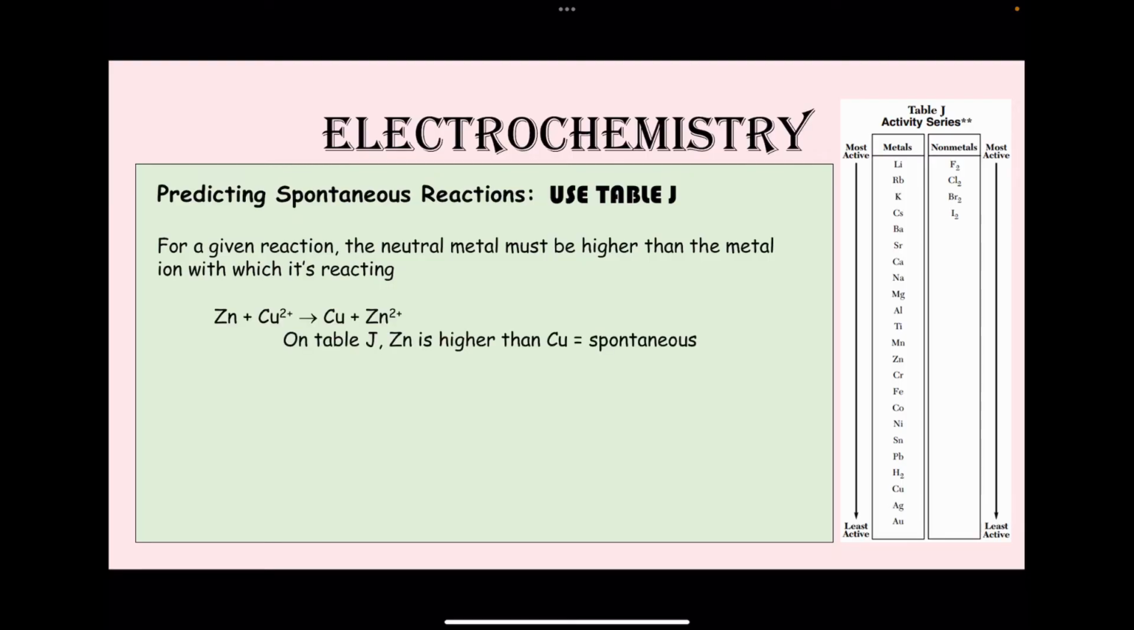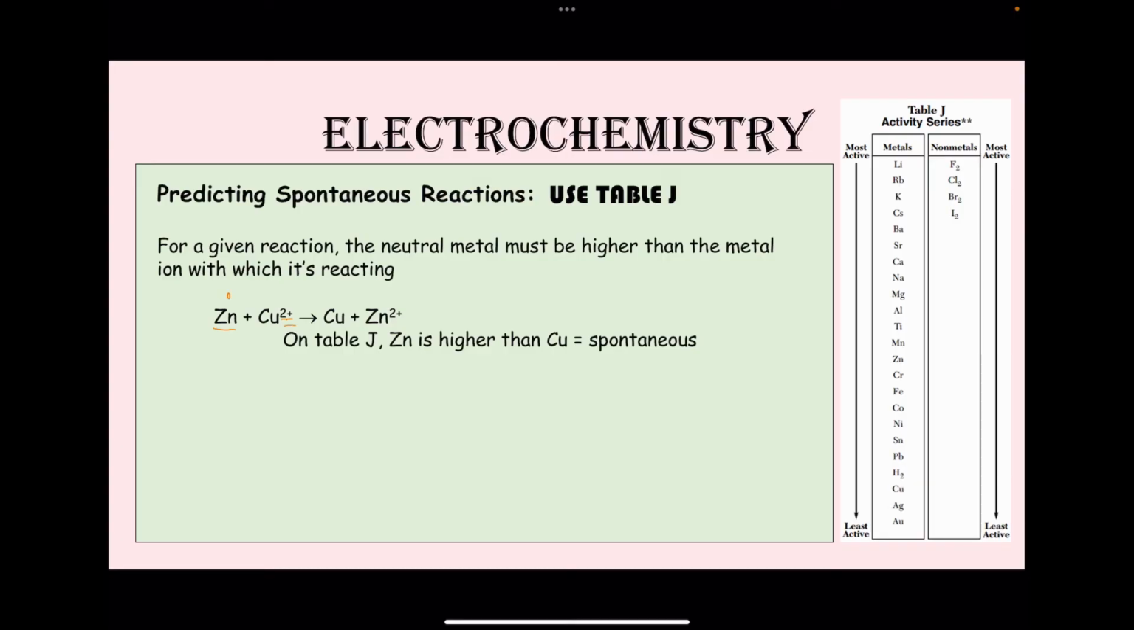So if the one that is in the elemental or neutral form is more active, it is going to replace the one that is in the compound. If it's less active, then the reaction will be non-spontaneous. In this case, we see that zinc is in the elemental form, or the neutral form, because it has the oxidation state of 0, and it looks like zinc is trying to replace copper, because copper has a charge, which means copper is in a compound over here.